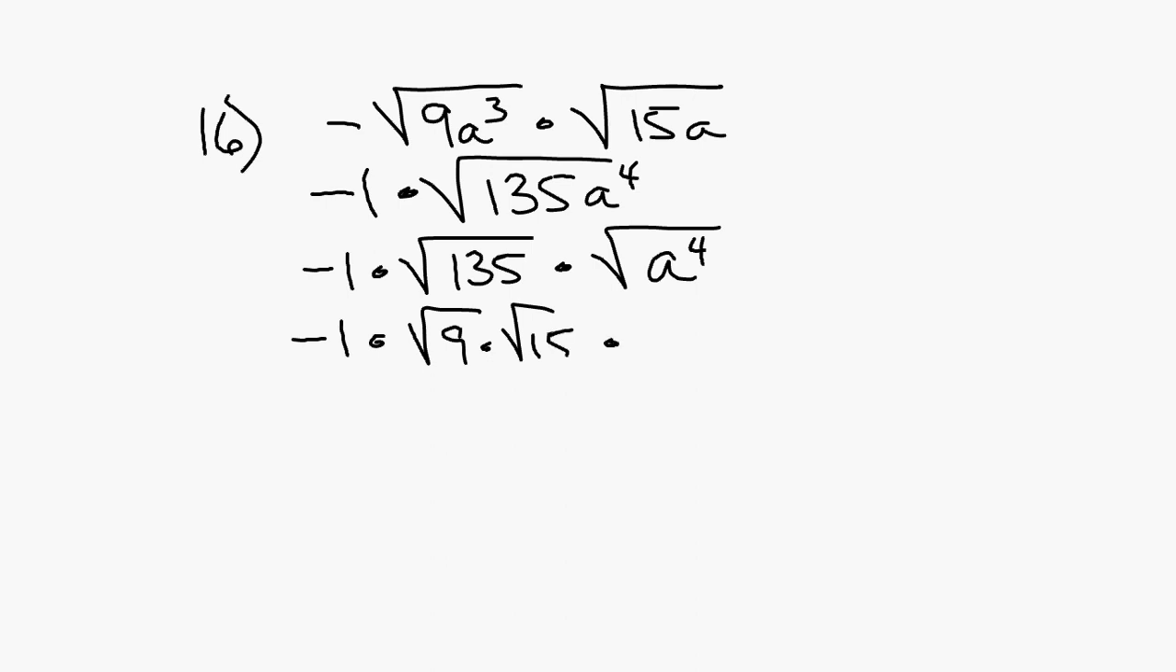And now simplify your perfect squares. Your square root of 9 is equal to 3. Your square root of a to the 4th is equal to a squared. Outside of the radical, you got negative 1 times 3 times a squared is negative 3a squared. And under the radical, you have the square root of 15.